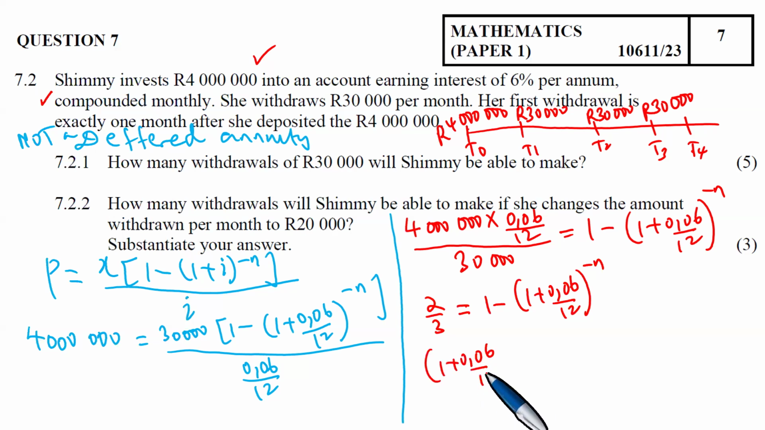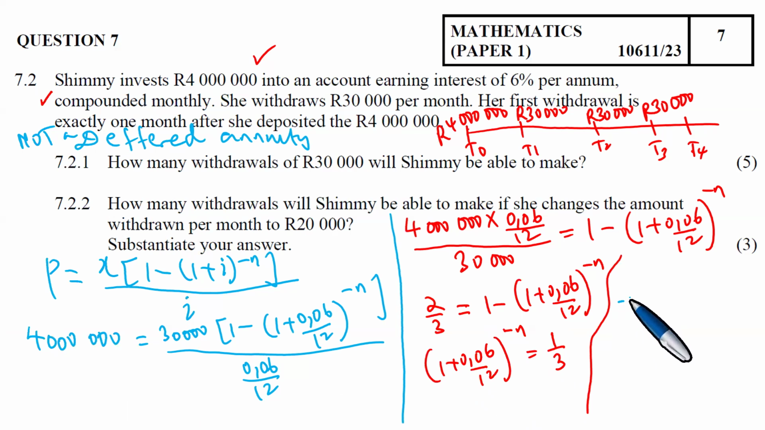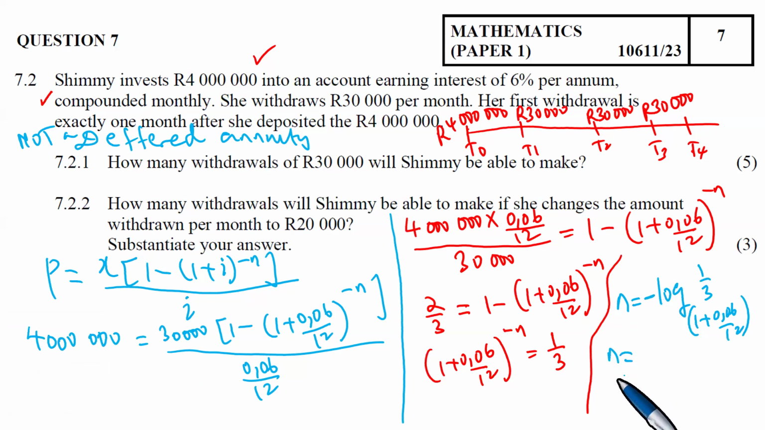1 plus 0.06 divided by 12 to the minus n is equal to, you bring this on the other side, you then have 1 minus 2 over 3, which gives 1 out of 3. And then at this point, you'll continue to get the answer. Meaning minus n is going to be equal to the log of 1 over 3 base 1 plus 0.06 out of 12, which means n is equal to. Right, so use a calculator to get the answer to this one.